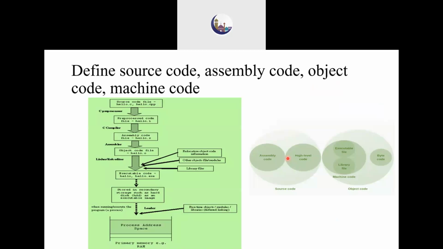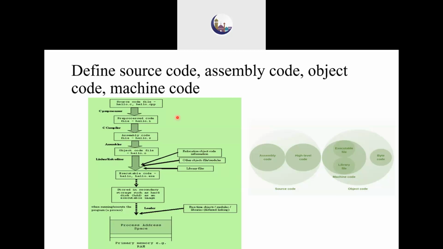The same thing comes up in a different terminology. Sometimes in exams, they will ask about the compiler, assembler, and linker loader. They will say, what is a source code, assembly code, object code, and machine code? Explain them. So let's try to understand that. Assembly code or high-level code are called source codes. Executable files or library files in bytecode are called machine codes. All these machine codes and bytecodes are called object codes. So don't get confused about what they are. It's very simple.